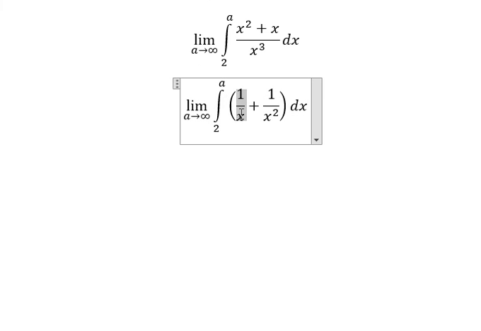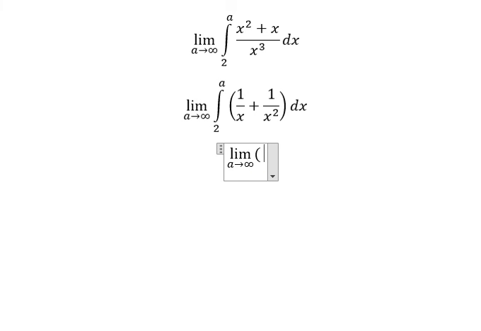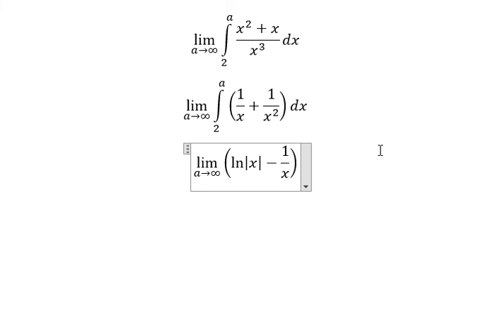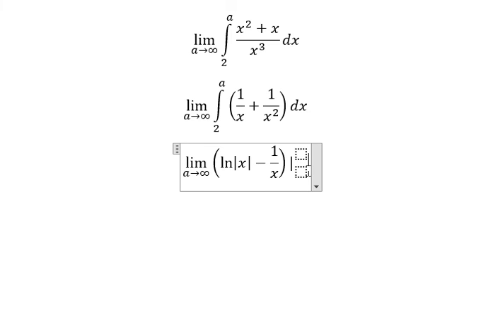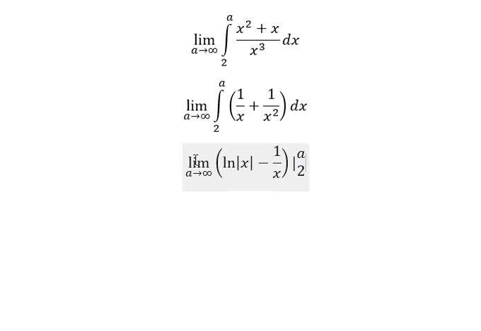The integration of this one, you get ln of the absolute value of s. The integration of this one, you get negative 1 over s. And we put the bounds from number 2 to a. So we put the value of a and number 2 in here.